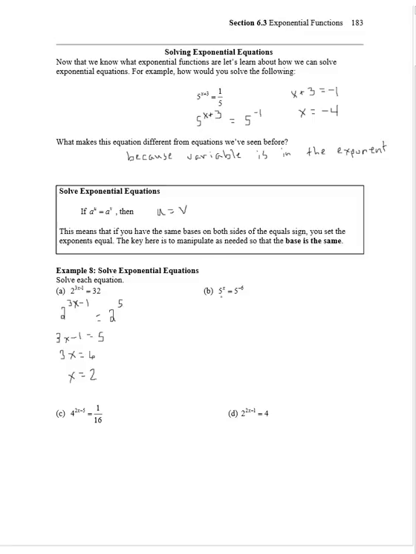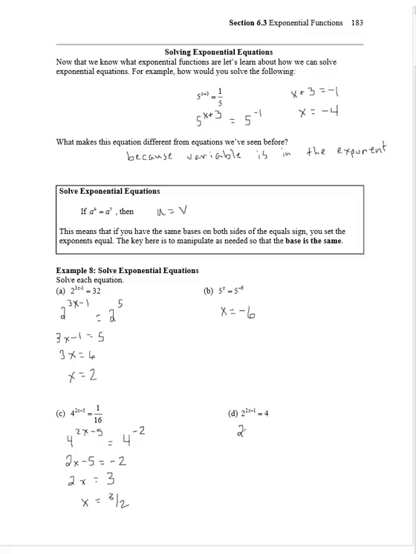On B, our bases are already the same, so there's nothing to even solve here. We know x is -6. On part C, we have 4^(2x-5). 1/16 is 1/4², which means it's 4^(-2). So 2x - 5 = -2, 2x = 3, so x is 3/2.